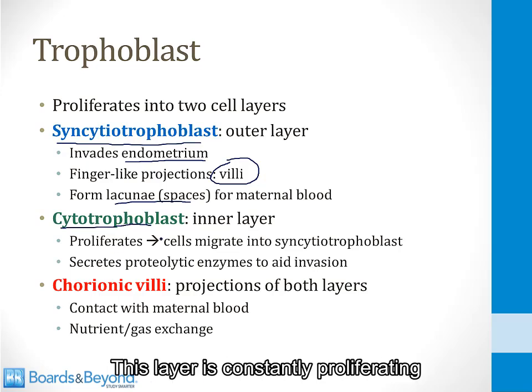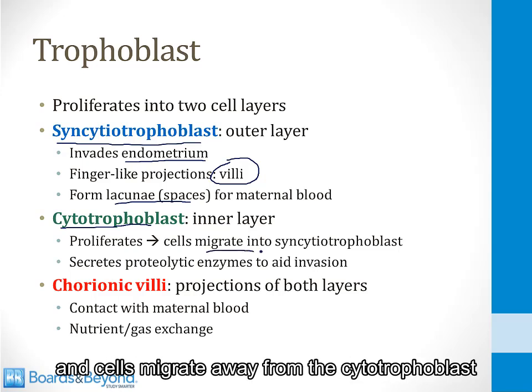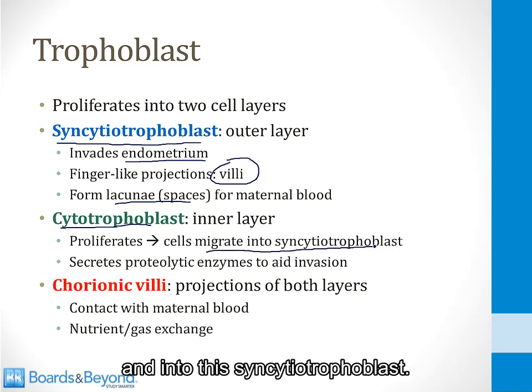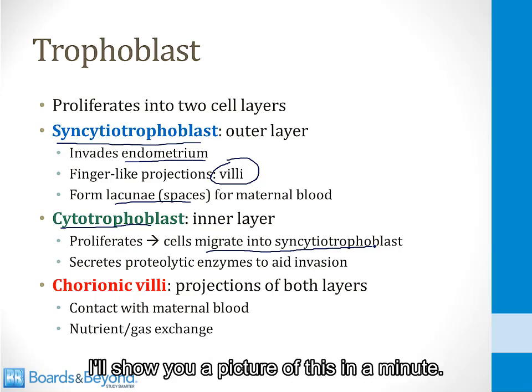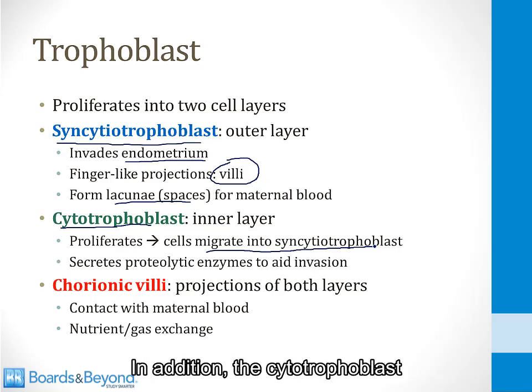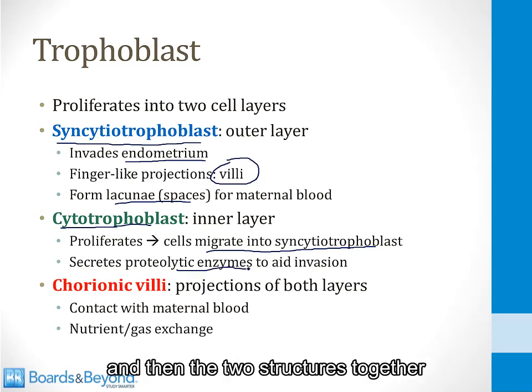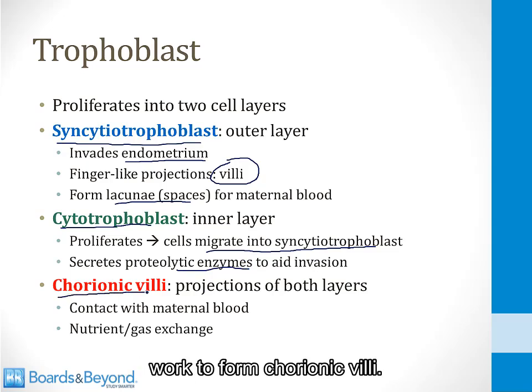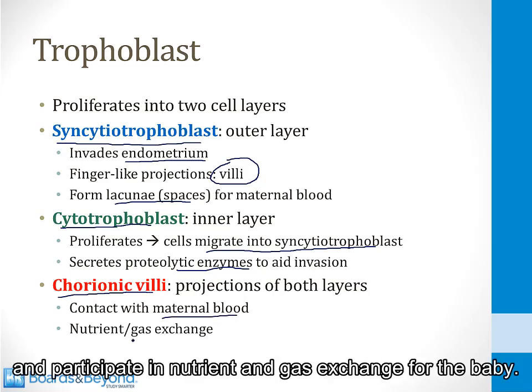This layer is constantly proliferating, and cells migrate away from the cytotrophoblast and into the syncytiotrophoblast. I'll show you a picture of this in a minute. In addition, the cytotrophoblast secretes proteolytic enzymes that aid in invasion of the endometrium. And then the two structures together work to form chorionic villi. These are finger-like projections that will contact with maternal blood and participate in nutrient and gas exchange for the baby.